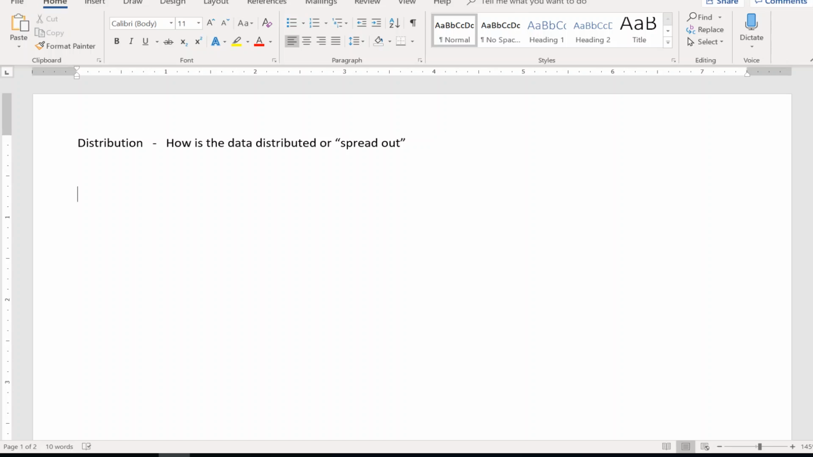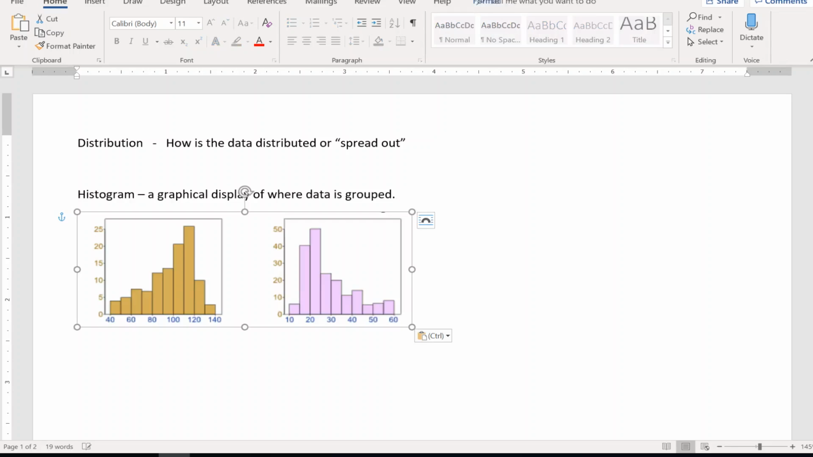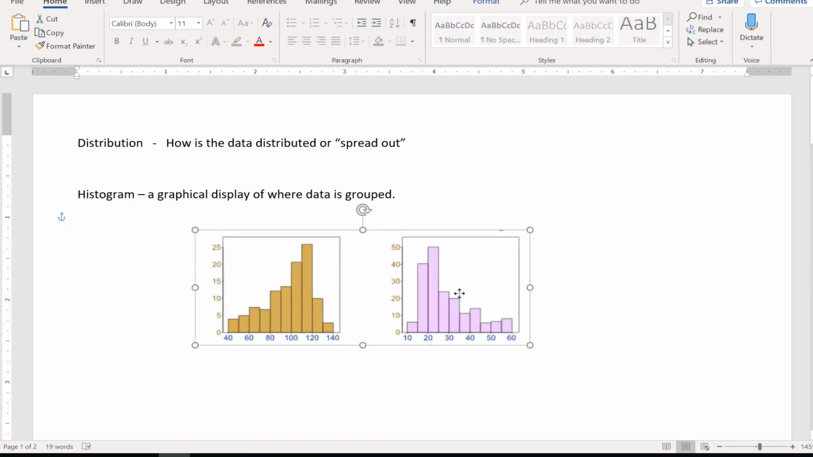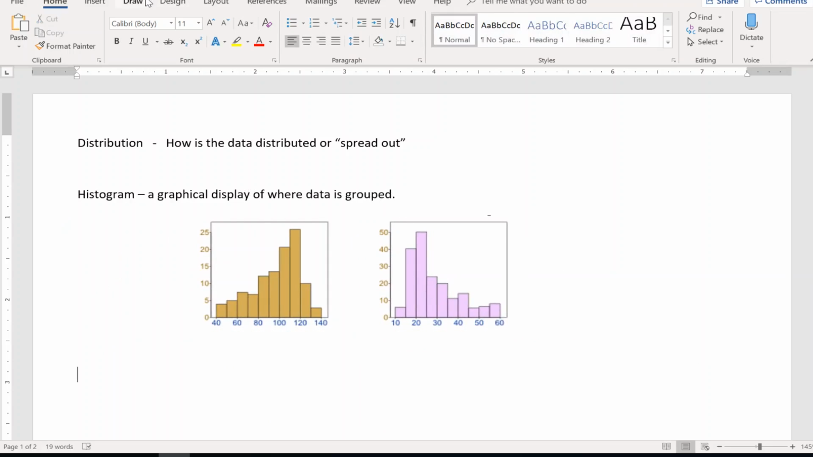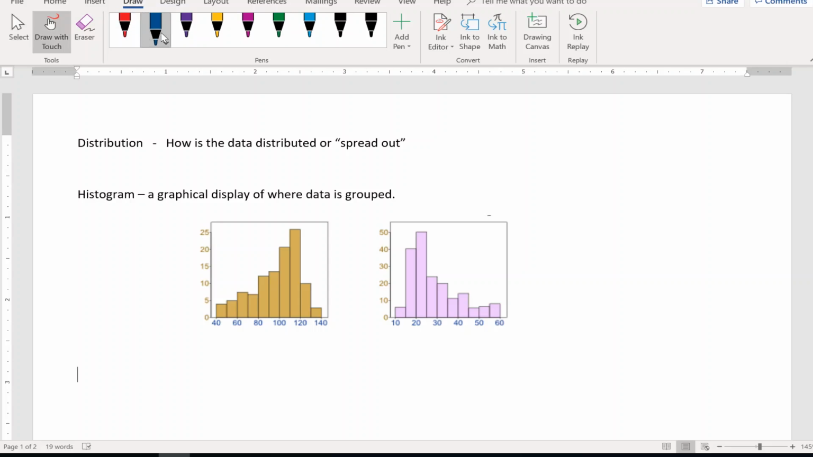The most common graphical display we would use is called a histogram. And a histogram is much like a bar graph, but the bars actually touch. So this is a graphical display of where data is grouped. So for example, here we have two histograms. Notice these are much like bar graphs.